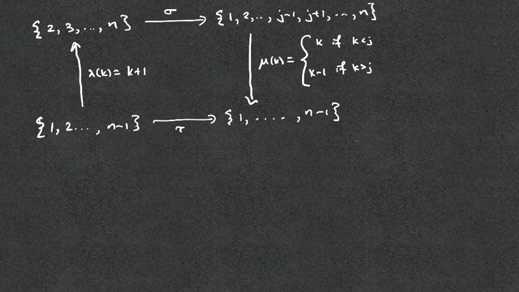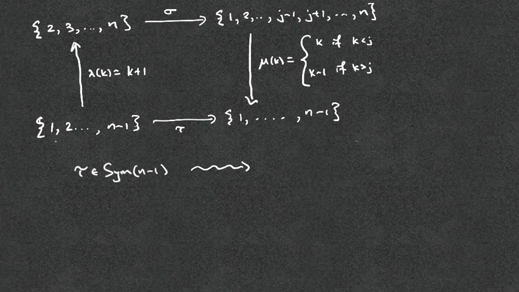Now for our function tau, it is going to be a function from 1 up to n minus 1 to itself. If we think of tau as it is, it's sitting in the symmetric group on n minus 1 elements, but we can also think of tau as an element of the symmetric group on n elements, where we just make the extra condition that tau of n is just going to be n.